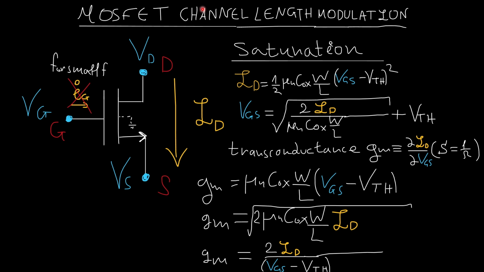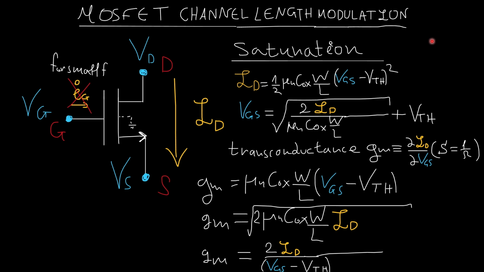Now, in reality, there is another property of the device, which is not making our lives easier, to say the least. Sometimes we omit it, sometimes we have to include it. This is called the channel length modulation. I'm not going to go into the physics and the details of why it happens. I will cover this in the other video that goes into the physics of the device.